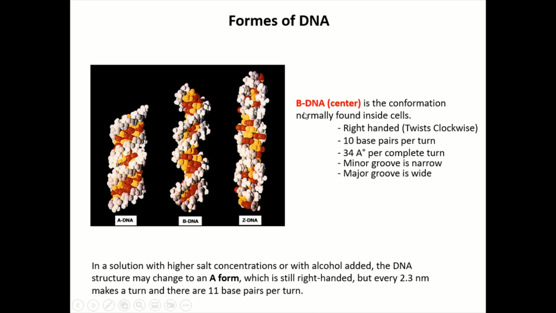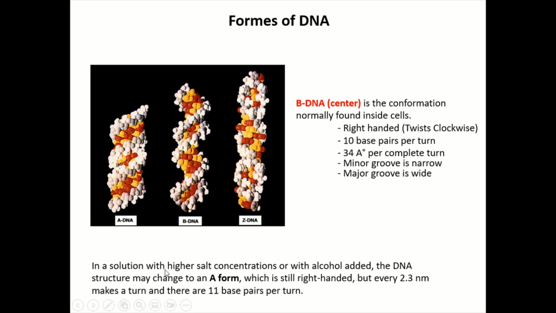B DNA is the most common form that is normally present in the cells. This form is right-handed, twists clockwise, with 10 base pairs per turn, 34 angstroms or nanometers per complete turn. The minor groove is narrow and the major groove is wide. We will discuss these minor and major grooves in the next slide.